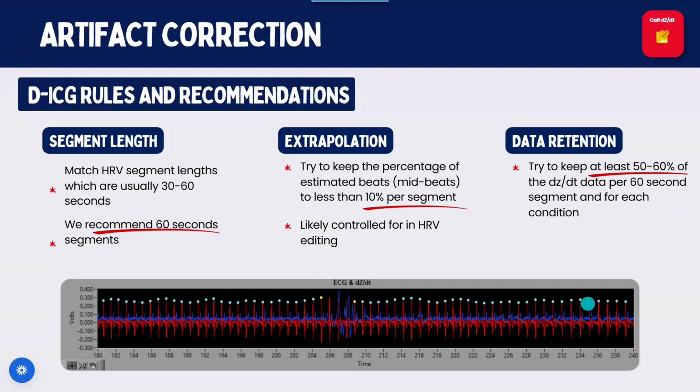And overall, we can work with pretty messy data, but in a given segment, we want to make sure that we're retaining at least 50 to 60% of the overall data in order to retain that segment. So we may have some movement and scatter in different pockets, but as long as we overall get at least 30 seconds worth of data, we should be good.